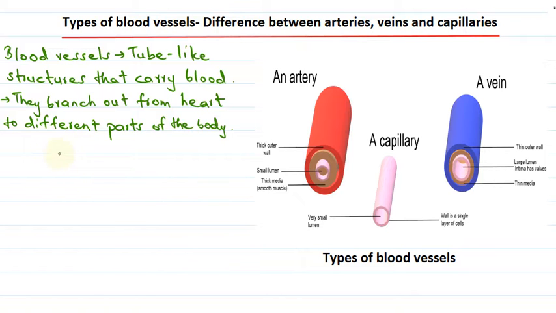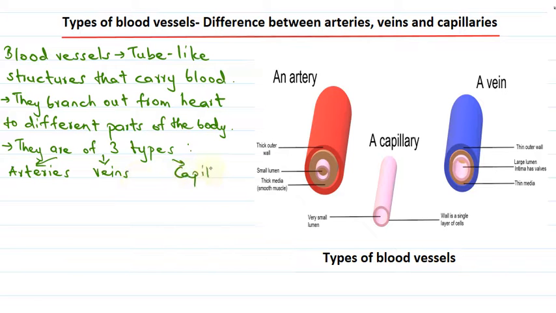So these blood vessels are of three types. And what are these types? One is the arteries, then the veins and the capillaries. So these are the three types of blood vessels. Okay. So let's now study about each one of them. So first let's study about the arteries.